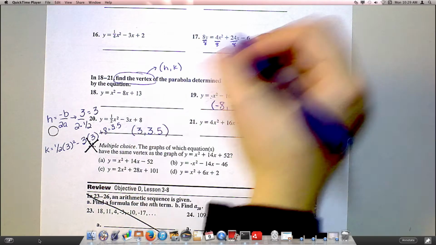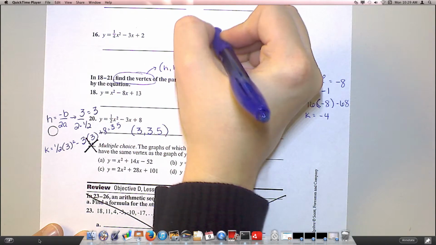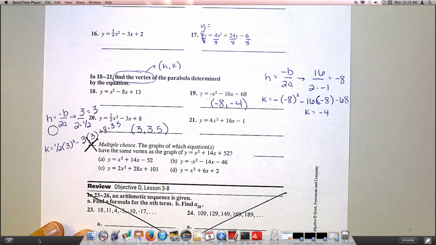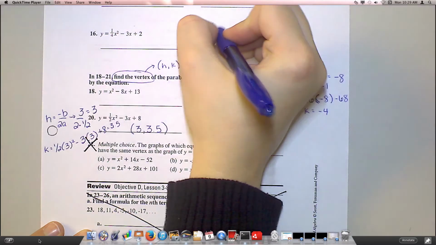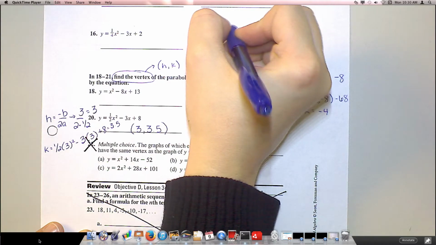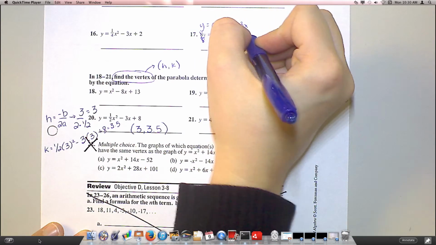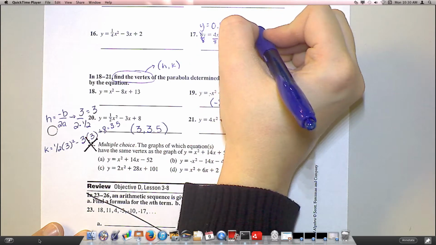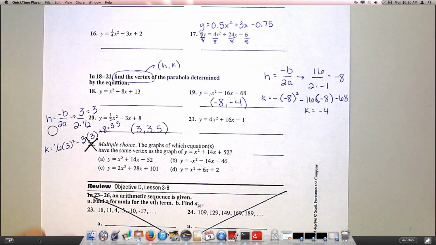Okay? And that's going to give me, I'm just going to write it up above. Y equals, what's 4 divided by 8? 0.5. 1/2. 24 divided by 8 is 3. And 6 divided by 8 is going to be 0.75. Okay, 3/4.